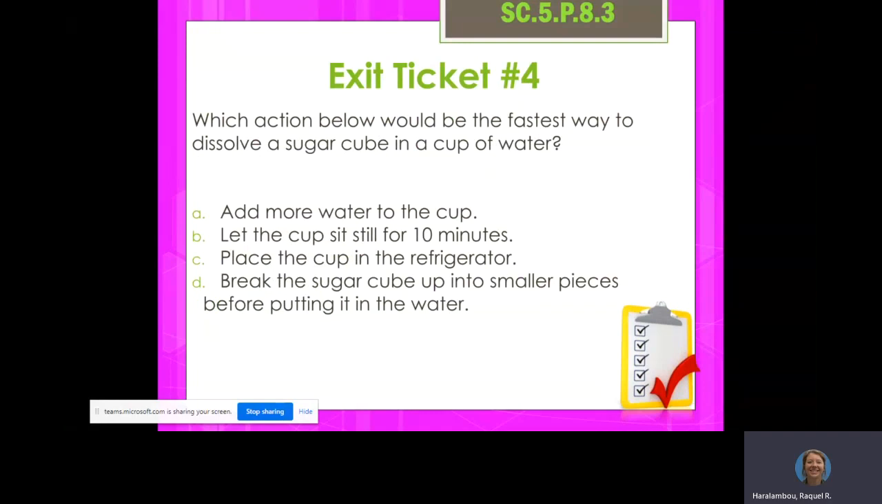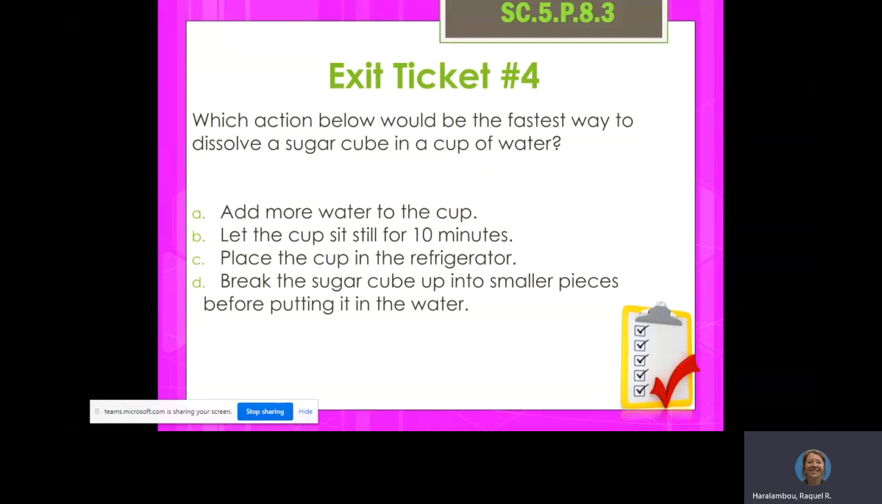Oh, I totally fibbed you guys. Last one. Which action below would be the fastest way to dissolve a sugar cube in a cup of water? If you're doing this experiment, you definitely know the answer. We've also done this in class before. So let's think about it. I put a sugar cube in a cup of water. What would speed up that process of dissolving it quicker?